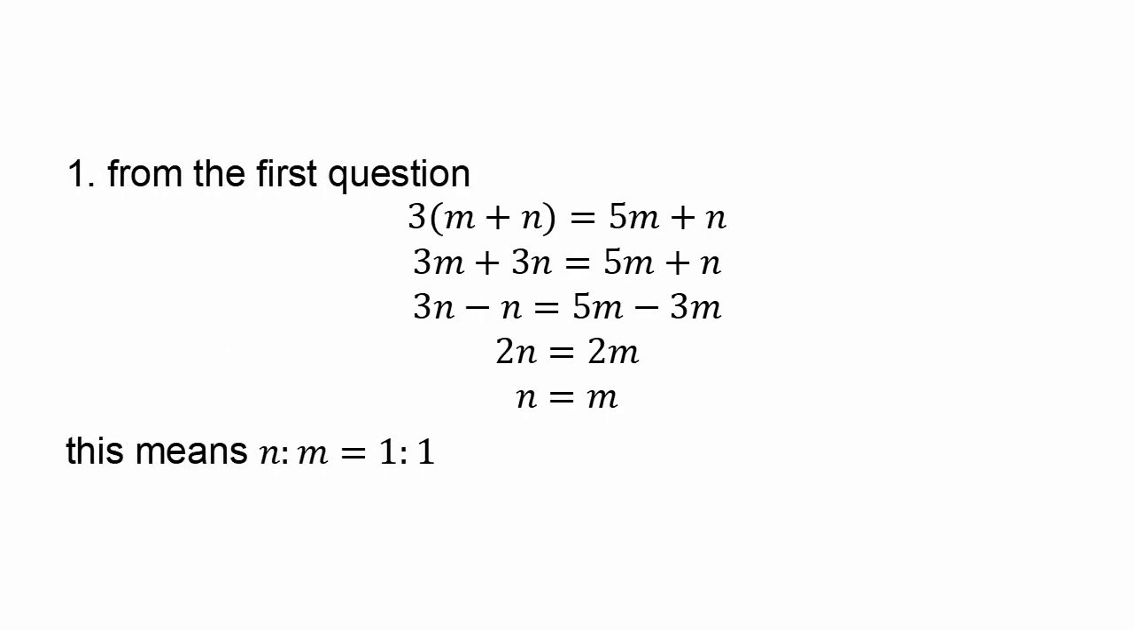One. From the first equation we have 3 times (m plus n) is equal to 5m plus n. 3m plus 3n is equal to 5m plus n. 3n minus n is equal to 5m minus 3m. 2n is equal to 2m, so n is equal to m. This means the ratio m to n is 1 to 1.